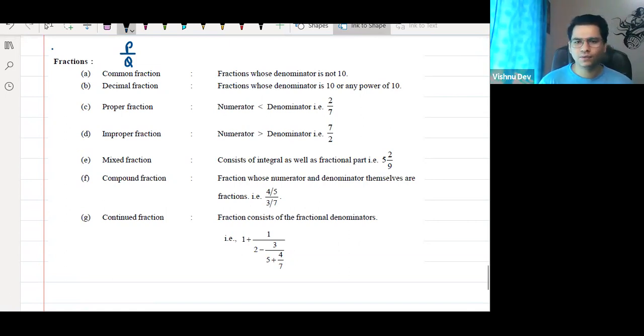Mango is a fruit, yes or no? Mango is a fruit, right? Is anyone saying mango is a vegetable? Everyone knows that mango is a fruit. No one is saying otherwise.